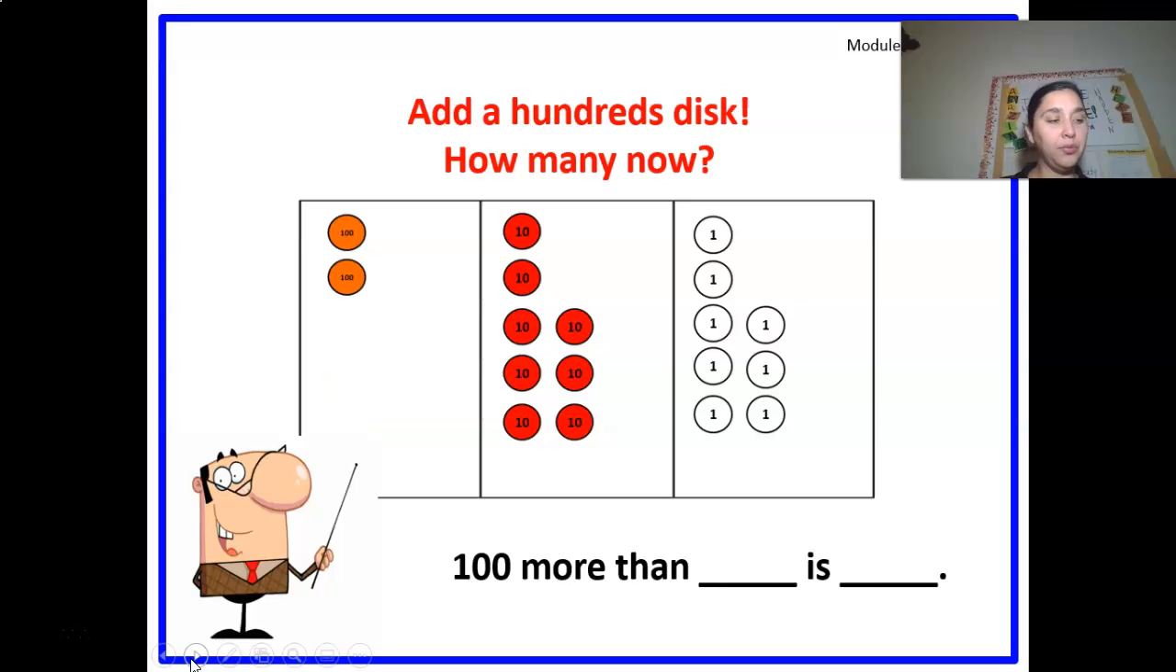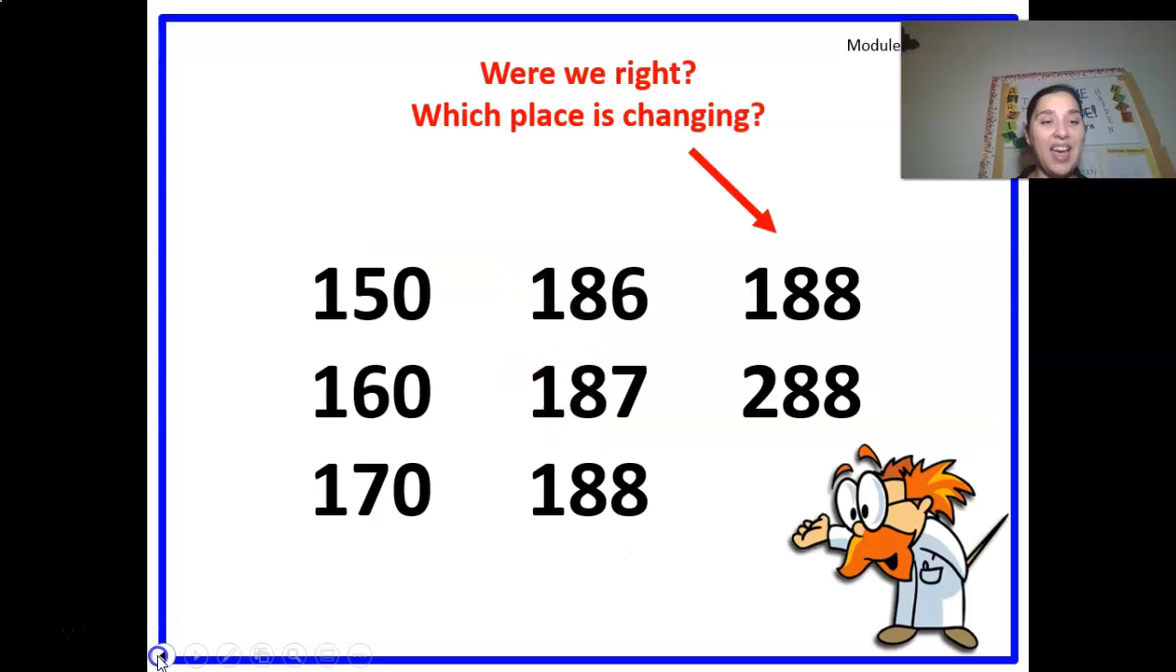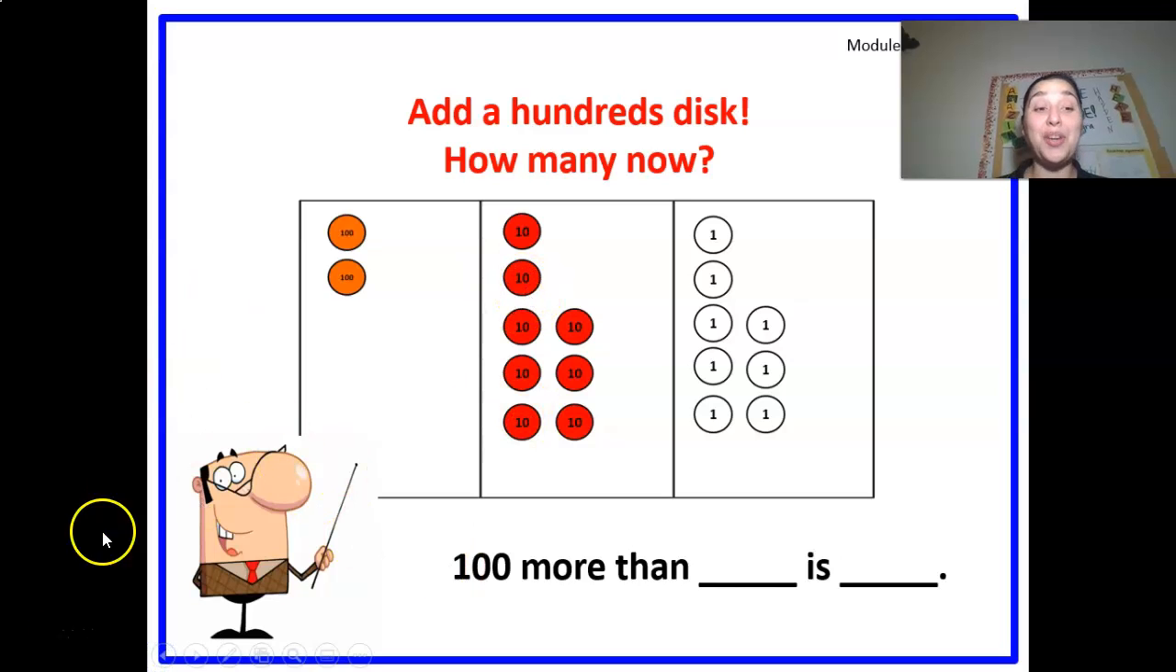How many now? Get ready. Yes, 288. So let's use the sentence frames to answer this. 100 more than 188 is 288.